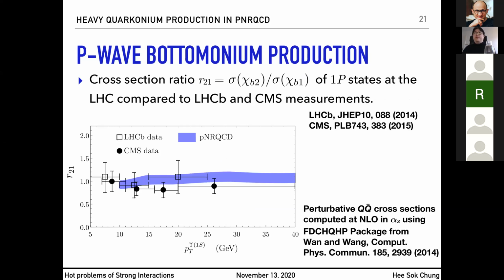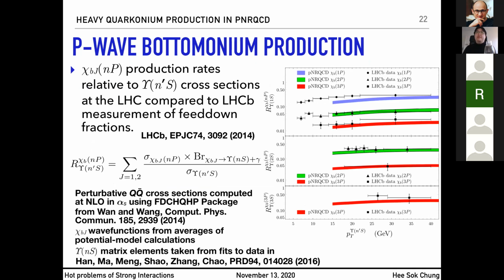We can also do bottomonium with the same gluonic correlator. We first show the cross-section ratio of chi-b2 versus chi-b1 of the 1P states at the LHC compared to LHCb and CMS measurements. Again, the agreement is very good. We can also calculate the production rates of chi-bJ 1P, 2P, and 3P by calculating the chi-bJ wave functions at the origin. We calculate them from averages of a number of potential models in the market.